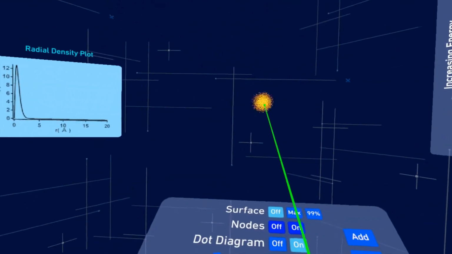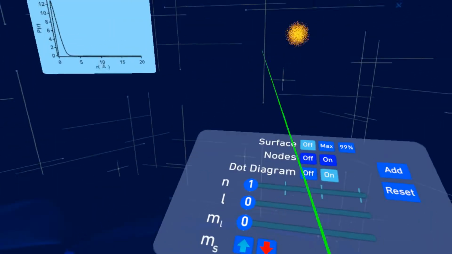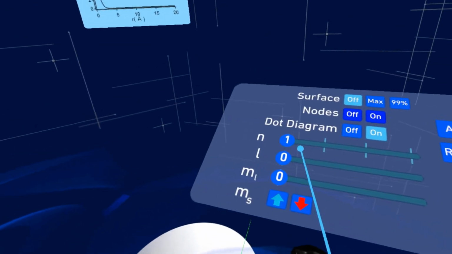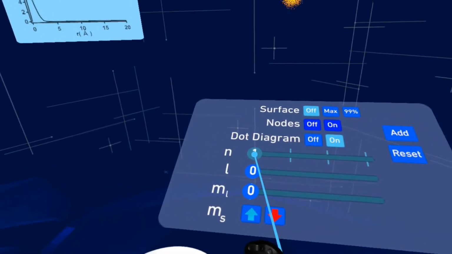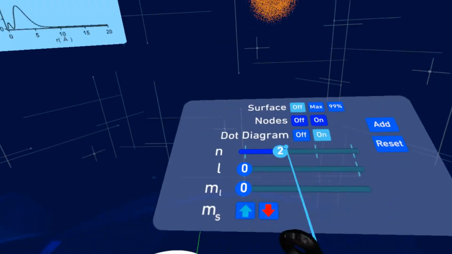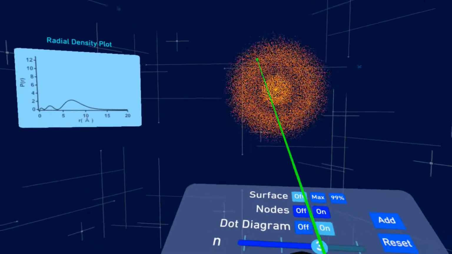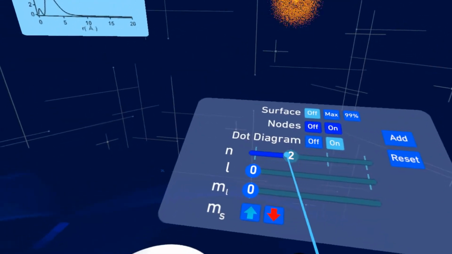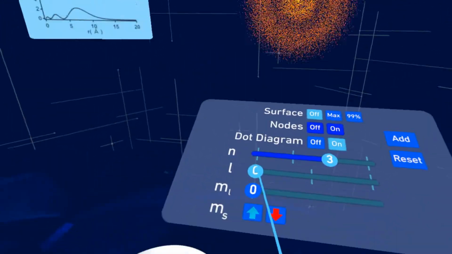Quantum mechanical systems are quantized. That's where the name comes from. And so what that means in practice is as we change one of the principal quantum numbers, in this case n, from 1 to 2, we see a step change in how large the electron cloud is. And as we go to 3, we see an increase again. Now this is as true for the size as it is for the shape.